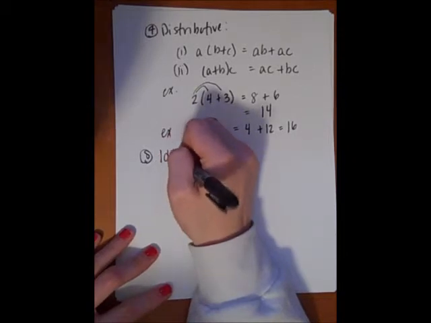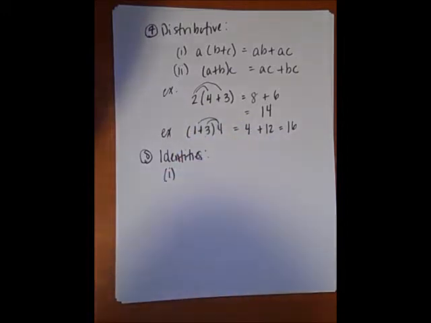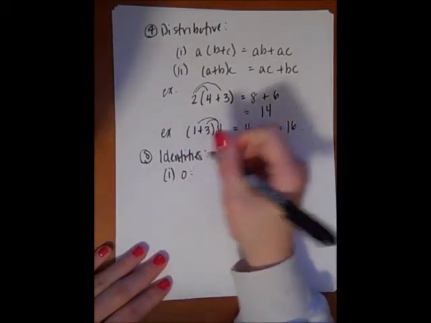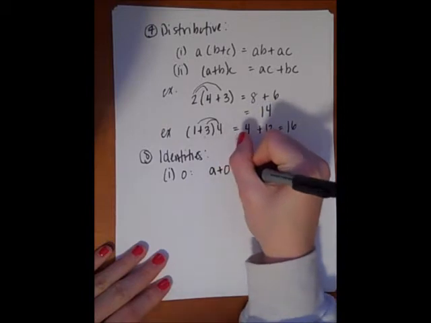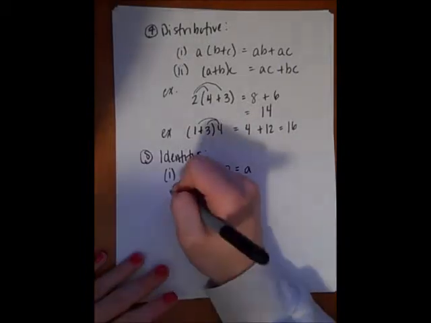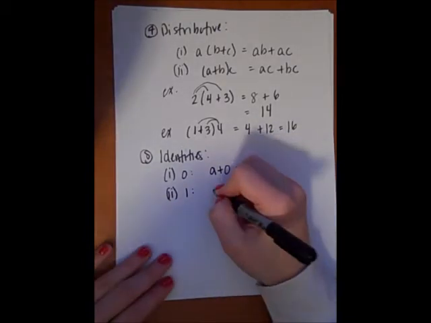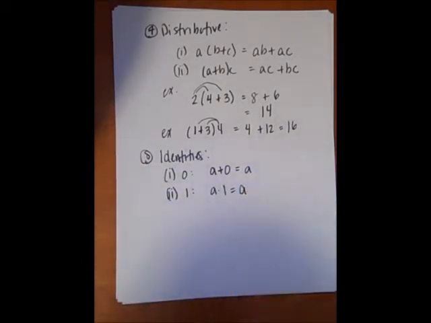Next I have identities. For identities, you're going to have an addition one and a multiplication one. So the identity for addition is 0. It says that for any number plus 0, I get that number. So I can add 0 to anything and it doesn't really affect it. The multiplication counterpart of that is 1. It says that a number times 1 is itself. So multiplying anything by 1 doesn't really do anything. And those are your identities.